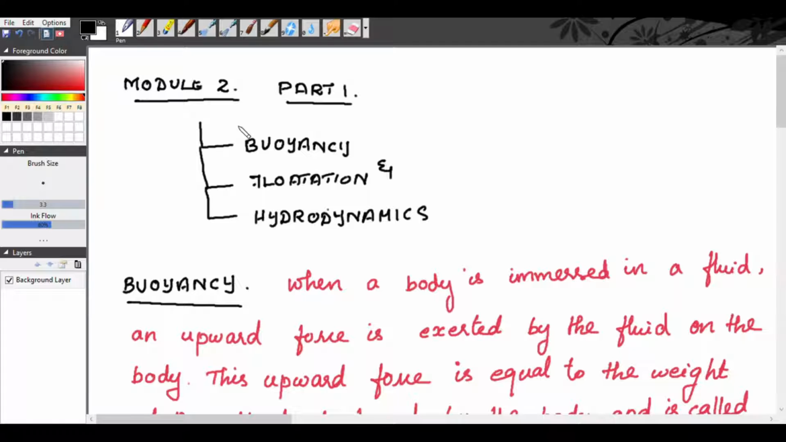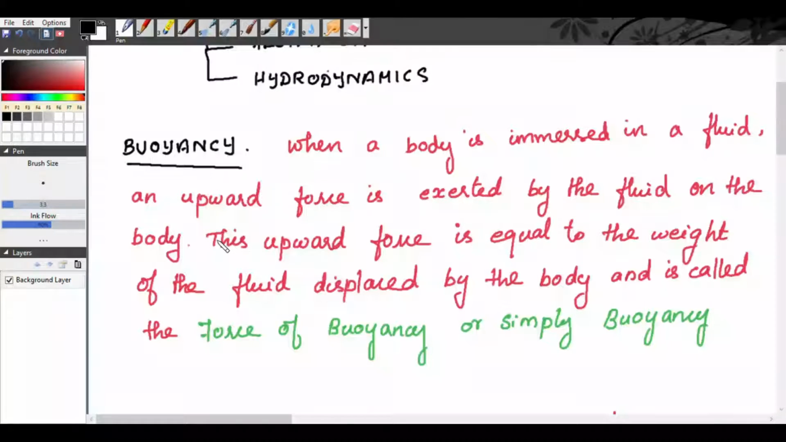So now we are starting our second module. This is our first class for the second module. The second module is about buoyancy, flotation, and hydrodynamics. So in today's class we are going to see what is buoyancy. This is a term related to fluid mechanics, related to the flotation of a body.